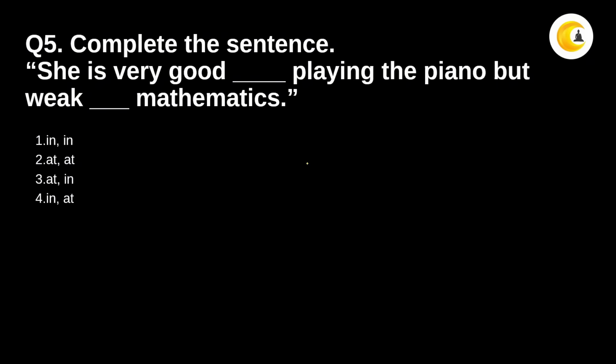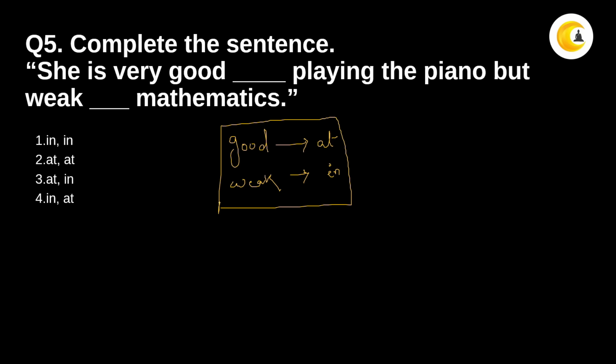So your 20 seconds up. It says that she is very good dash playing the piano but weak dash mathematics. So there is one thing, good comes with a particular kind of conjunction called as at, and weak comes with something called as in. Okay, always. You are good at something, you're weak in something. Okay, so it's good at and you're weak in. So this is a rule, a very good rule that can be asked multiple times, and your answer is in option number 3. It's not that difficult, it's a very straightforward rule implementation.